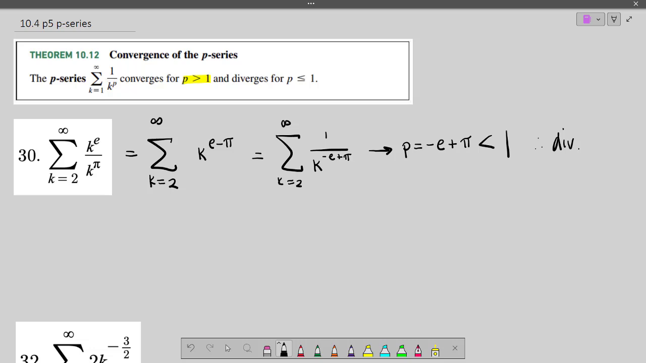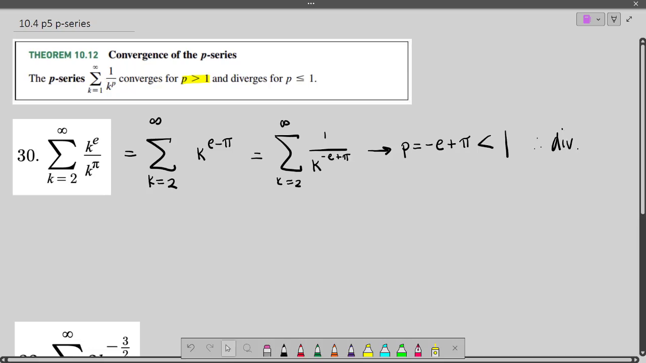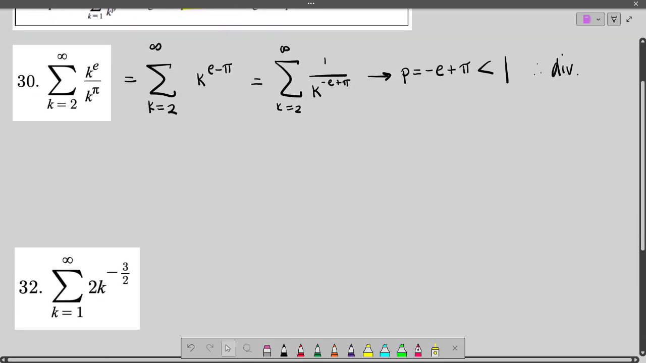So you see it now? It's like, oh, pi is bigger than e. Pi is bigger than e. I agree. So it's a positive number. Pi is definitely bigger than e. So there's a possibility.